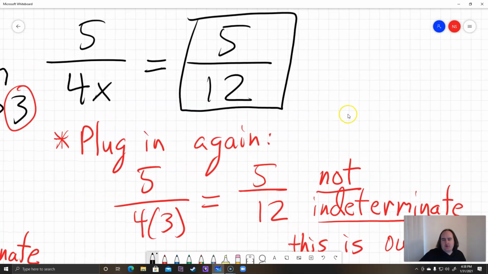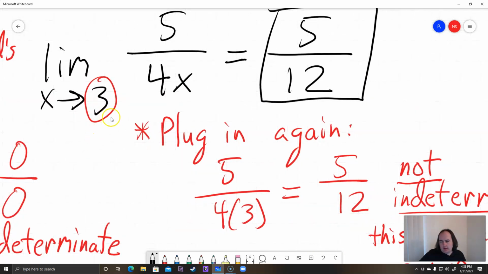Okay, and of course, if we had plugged in 3 and we still got 0 over 0, or infinity over infinity, then we would have to take the derivative of the top and the bottom again. And you have to just keep doing the derivative on the top and the bottom until it's something other than indeterminate.